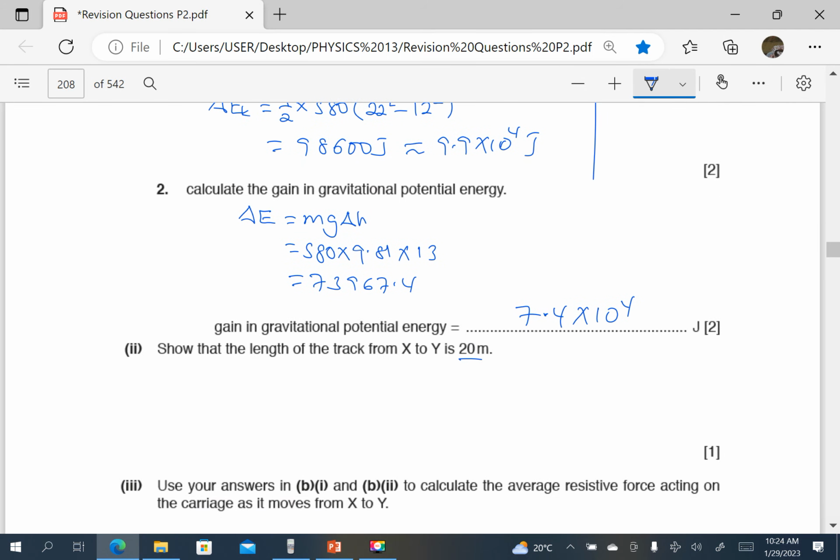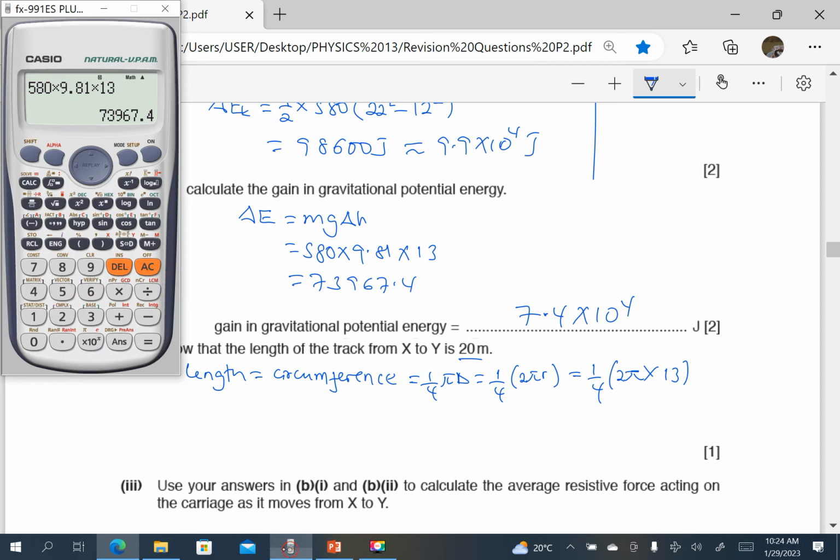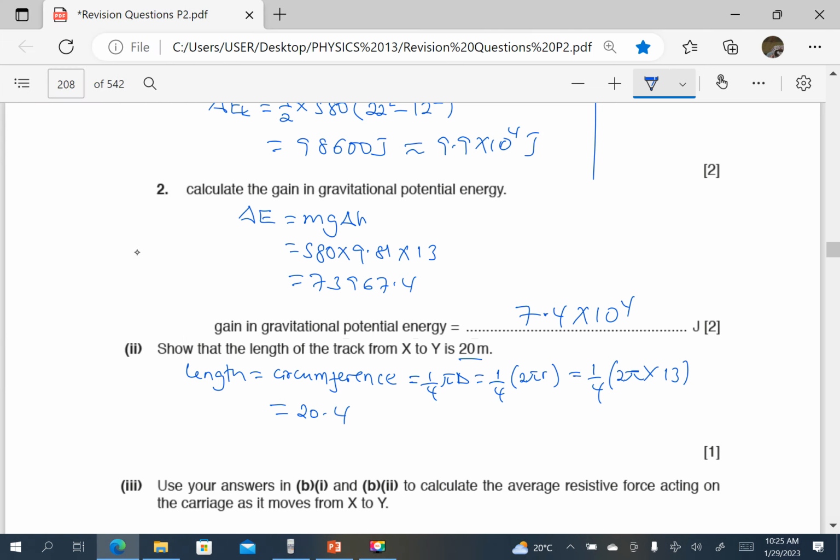So the length equals the circumference, which is going to be a quarter of pi d, or a quarter into 2 pi r, which is a quarter into 2 pi times the radius, which is 13. We check with the calculator: a quarter times 2 pi times 13 is 20.4, which is approximately 20.